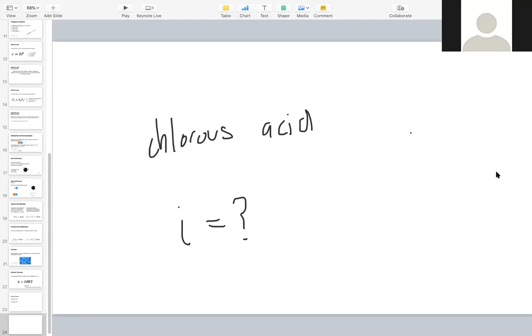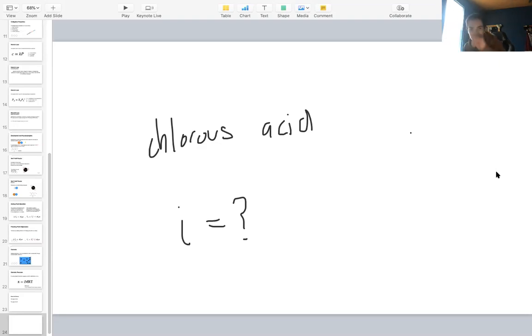Isn't the formula... oh, I'm sorry, Julian. Go ahead. No, you go ahead. The formula for chlorous acid is HClO, right? I need to look it up. What does "-ous" indicate? It's HClO2, I believe. Alrighty, so if it's HClO2, think about my little diagram here.